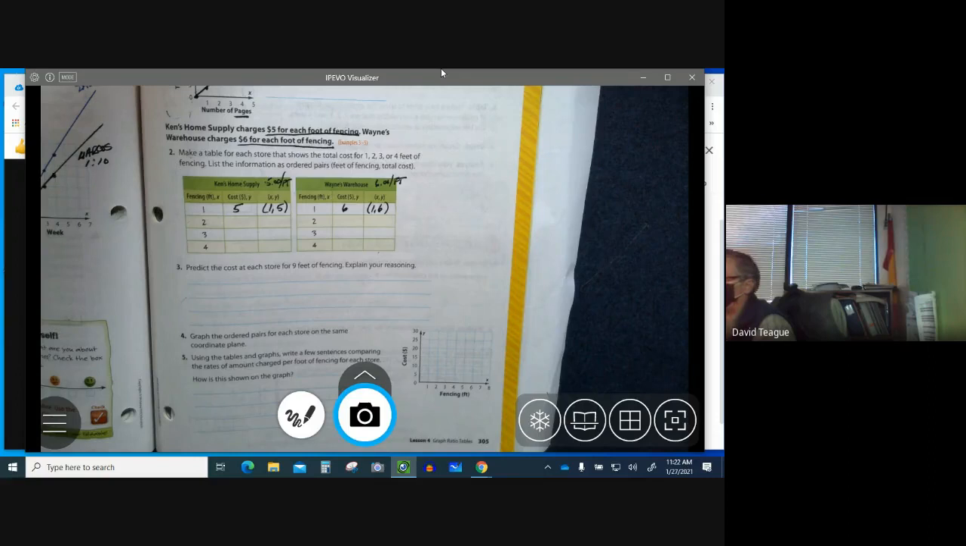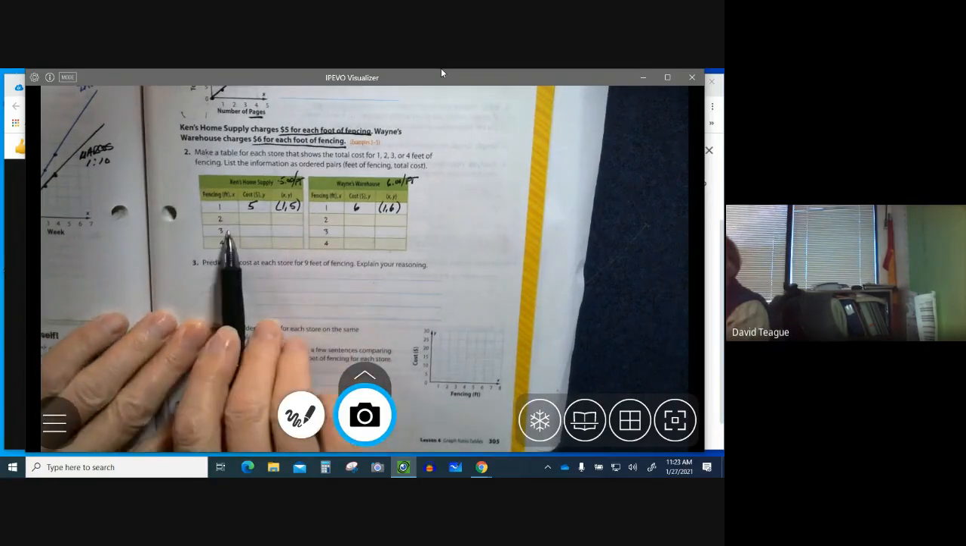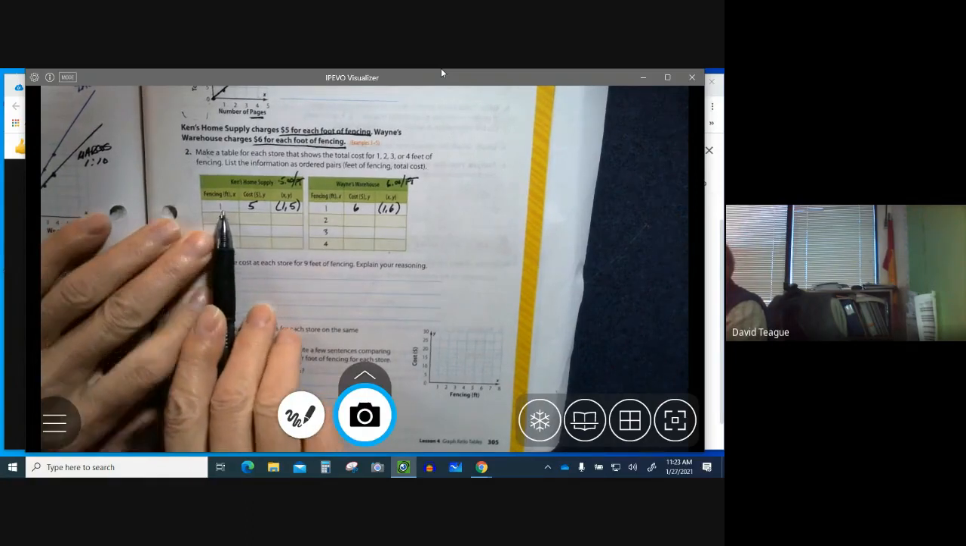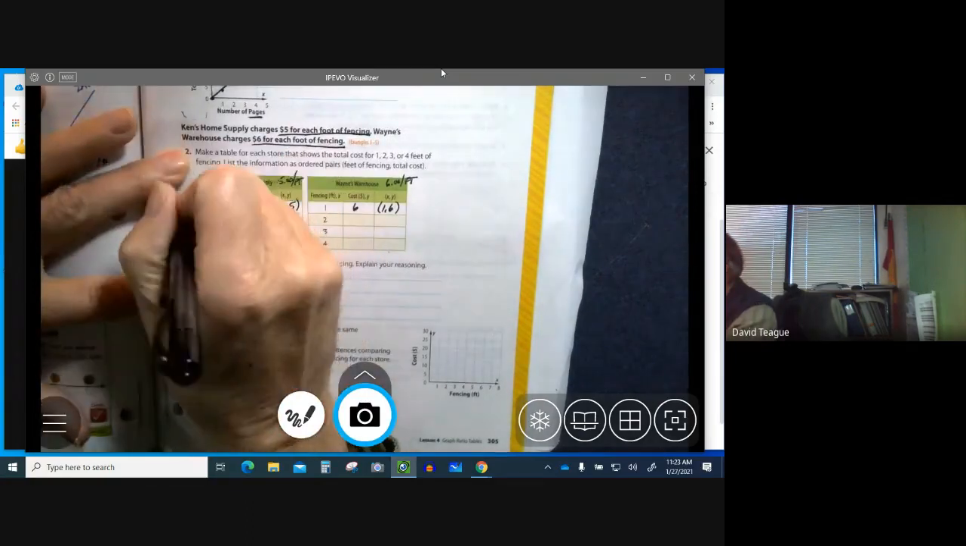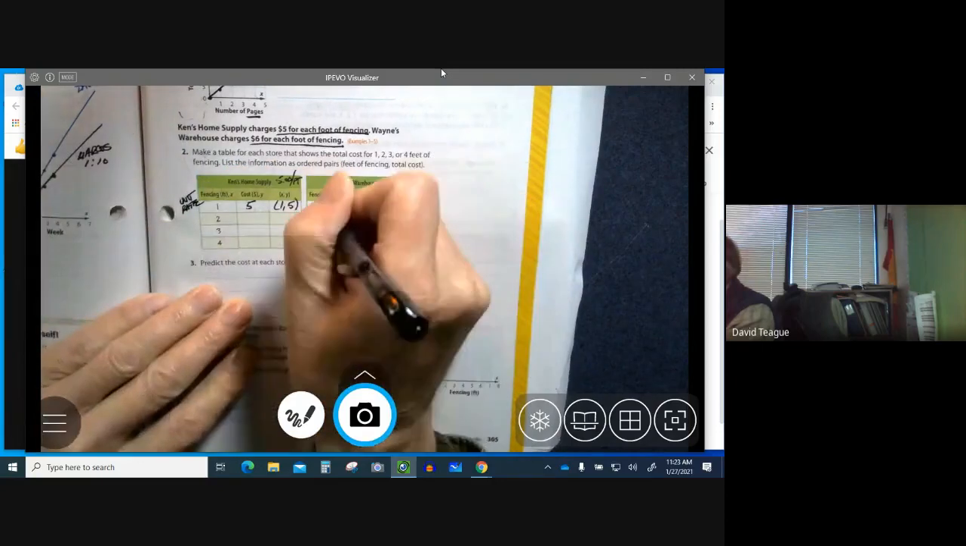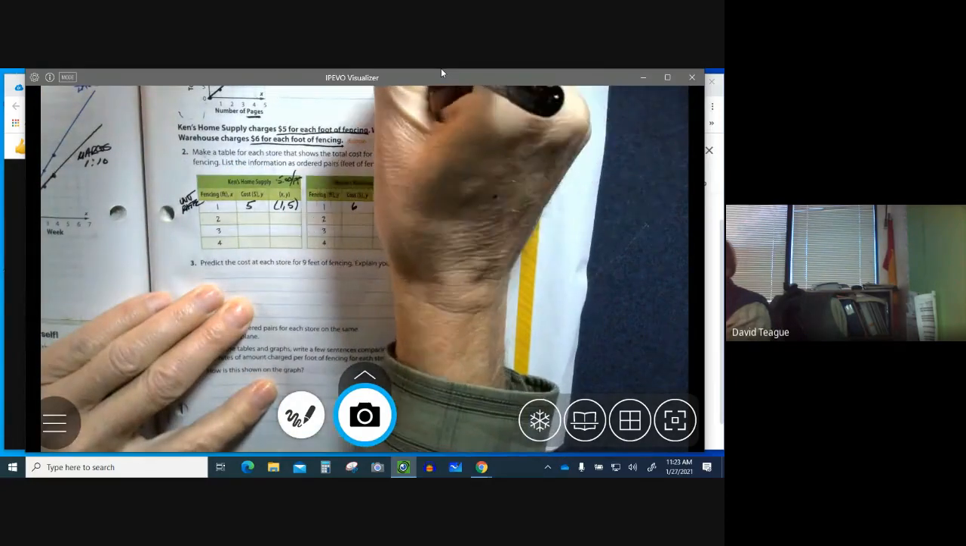Hey, Google, stop. Okay, so we're going to complete our ratio tables. And if you notice, this very first one is 1 to 5. This is actually a unit rate, right? Because you have one. You actually had one up here too. This is also a unit rate.